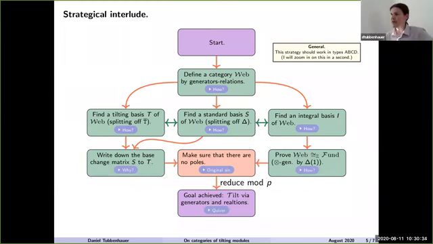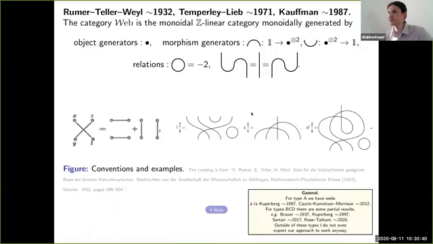Okay, so let me go to this category web. I'm pretty sure most of you know it, but let's just do it. The historically wrong name for this category is Temperley-Lieb category. The historically correct name for this category is Rumer-Teller-Weyl category. In order to not confuse anyone, I decided to call it web, because of course there is a more general approach using webs, which we have seen in actually the first talk today.